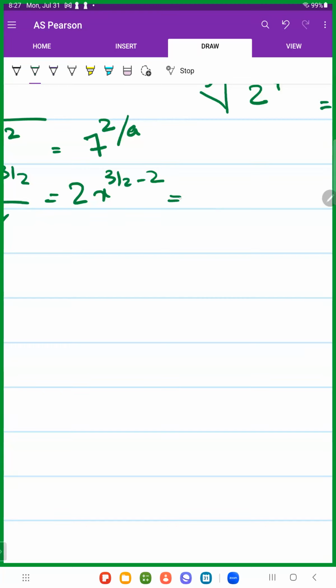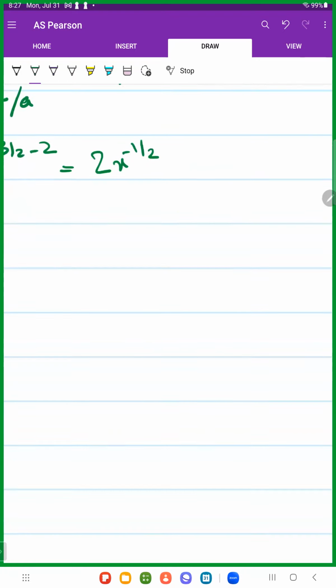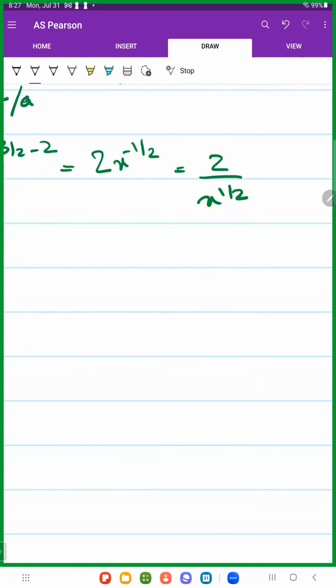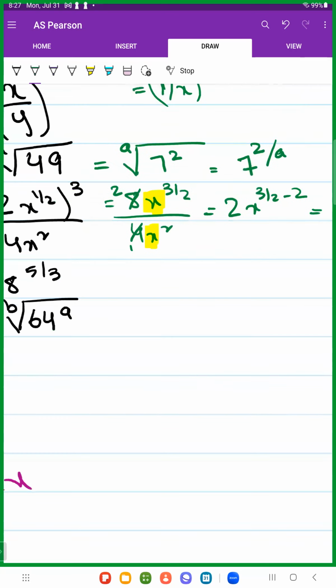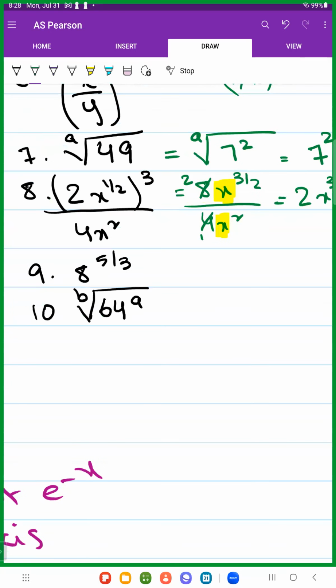What is 3 upon 2 minus 2? Minus half? Yes. So how can you write this as 2 upon x to the power half? You need to bring it in a form where everything is simplified, all right? All right, got it. Try doing 9 and 10 now. Okay.